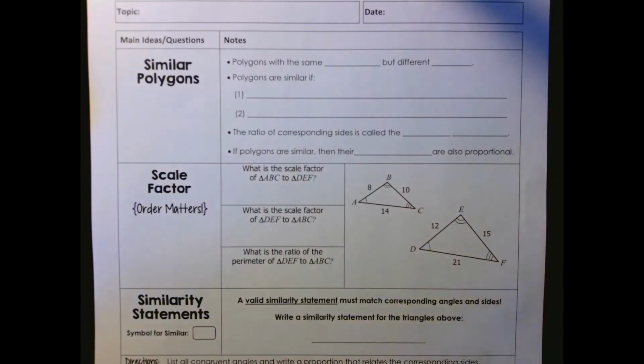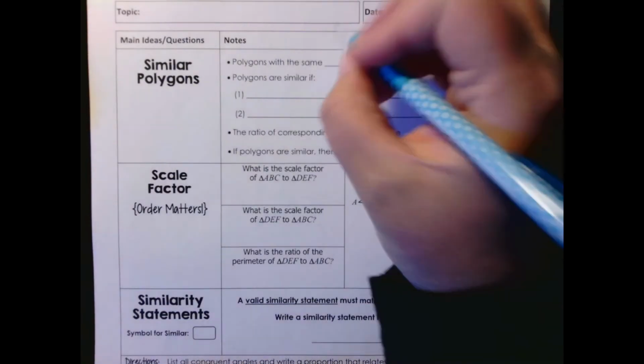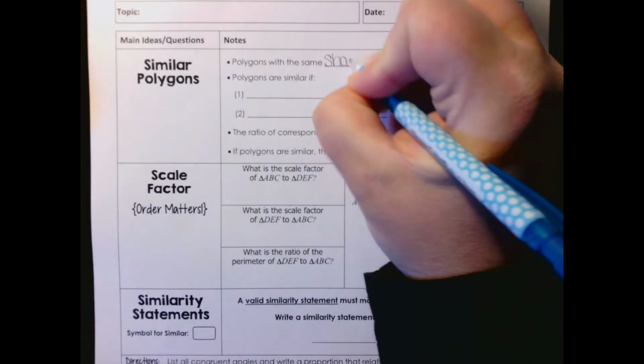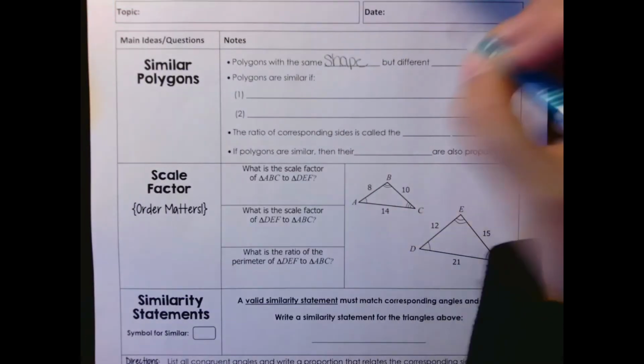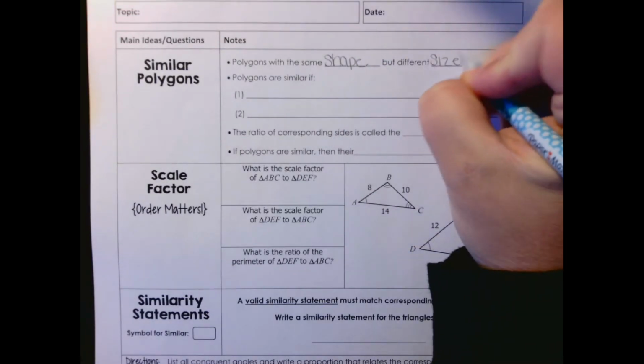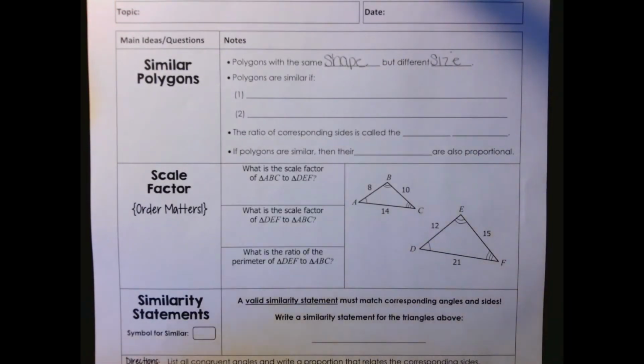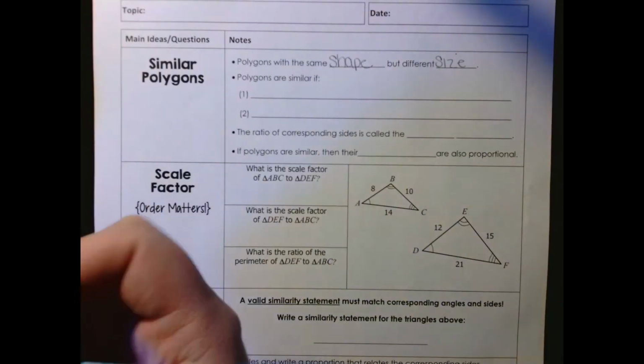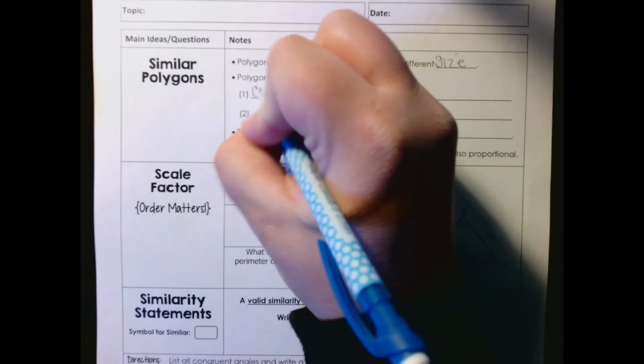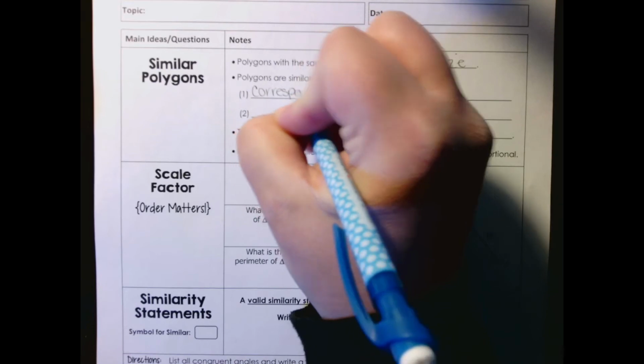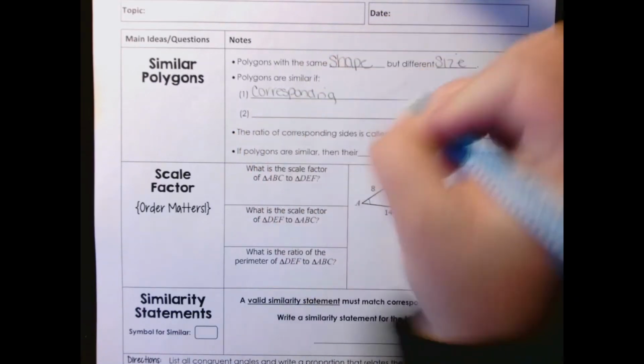Today we are going to be learning about similar polygons. So similar polygons are going to be polygons with the same shape, but they're going to have a different size. So polygons we know are going to be similar if their corresponding angles are congruent.